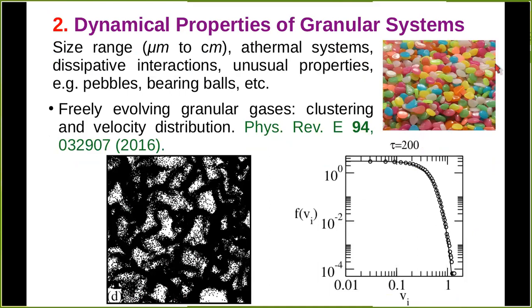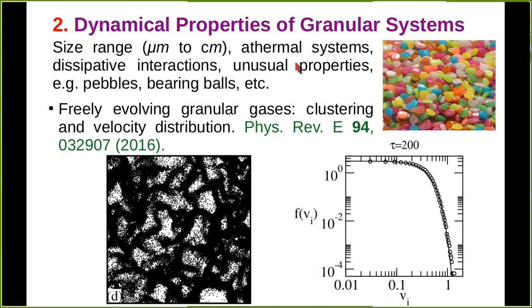Granular materials are ubiquitous. A typical granular system consists of assemblies of particles with size ranging from a few micrometers to centimeters. Since the typical size of a particle in a granular system is relatively large, temperature doesn't play a significant role in the dynamics of granular particles. So essentially, granular systems are athermal systems. When the granular particles interact, they interact via dissipative interactions, meaning that they interact via inelastic collision or via frictional interaction. Because of dissipative interaction, they show many unusual properties.